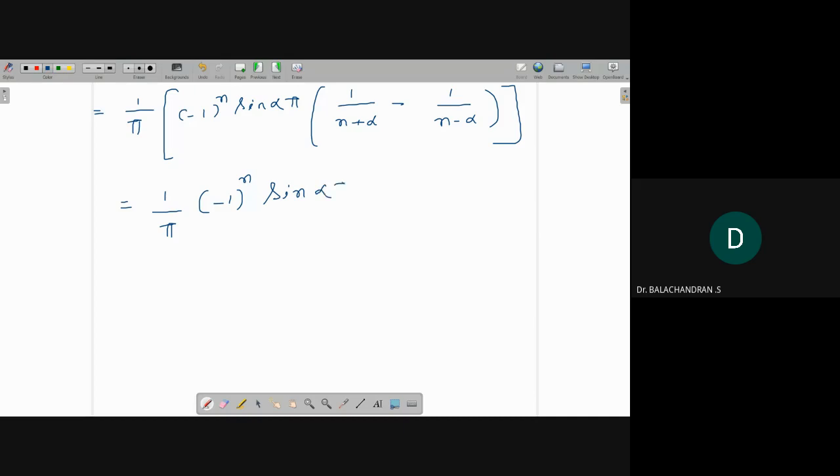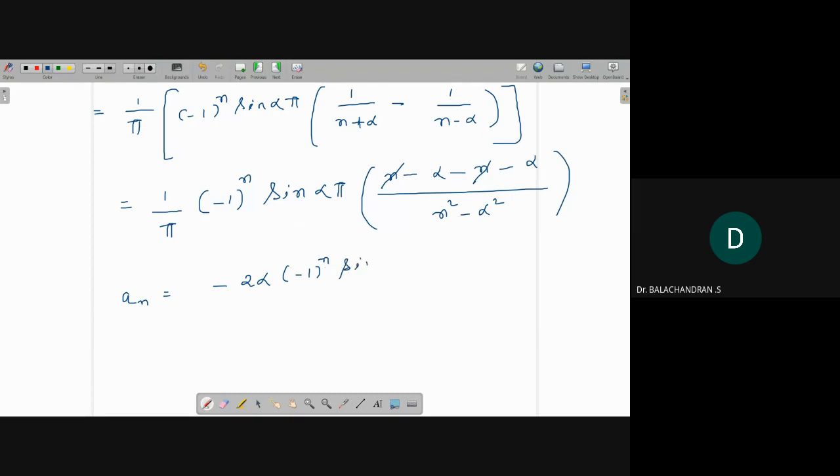Sin alpha pi, n minus alpha, cross multiply: n minus alpha minus, n plus alpha, divided by n square minus alpha square. So n minus n gets cancelled. Here in the numerator, we have minus 2 alpha. So an is equal to what? An is equal to minus 2 alpha into minus 1 whole power n into sin alpha pi divided by pi into n square minus alpha square.